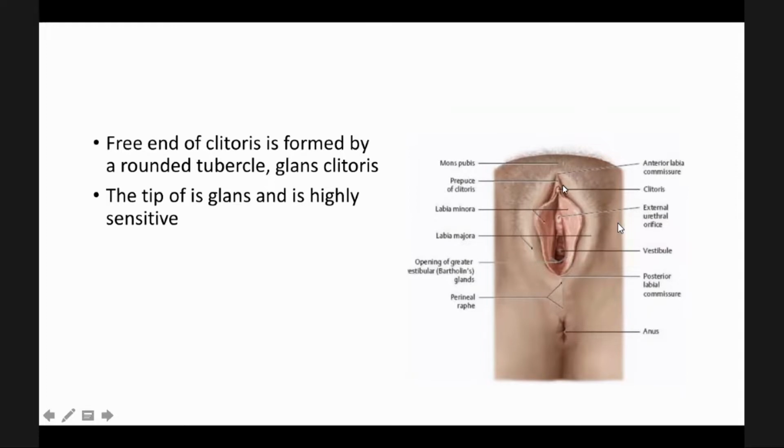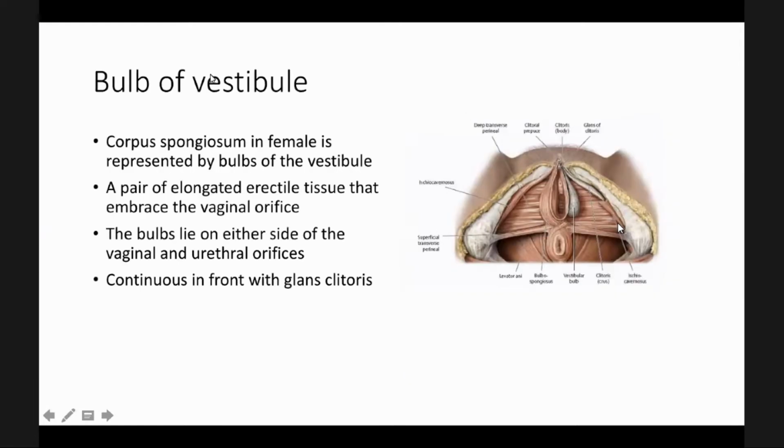Free end is clitoris. Clitoris is covered by prepuce. Prepuce is formed in the anterior region by splitting of the labia minora. I think you people are getting these points. Now, next is the bulb of the vestibule. Corpus spongiosum in female is represented by bulbs of the vestibule.